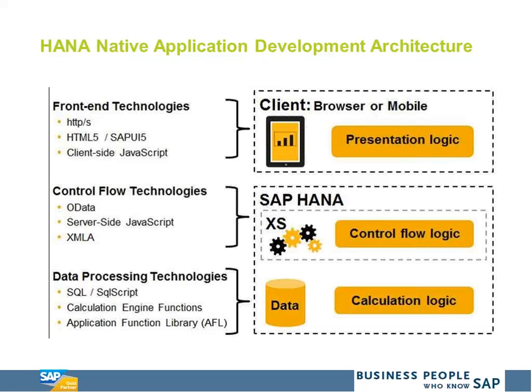Now the core of this is the middle and bottom sections, and this is what SAP calls the control flow logic. This is where the XS Engine comes into place. It's where our OData services are being created, that JavaScript communication, that XMLA communication. And through the demo, we're going to speak about OData services. So let's briefly talk about what that is.